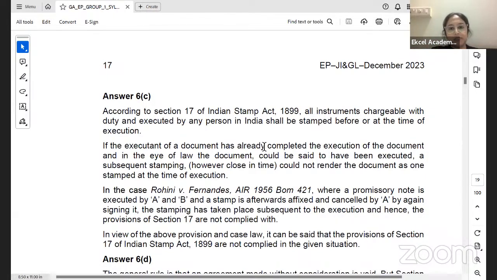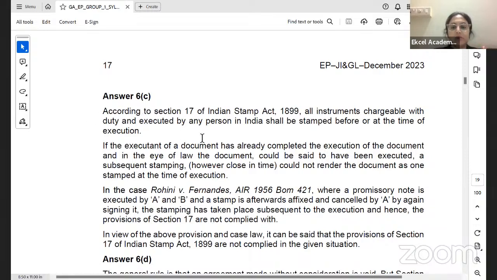See, the first thing you have to understand is, when it comes to the Stamp Act, you have to stamp either before or at the time of execution. After execution, even if you cancel, sign, whatever you do afterwards, it is as good as not complying with the provisions of the Stamp Act. So in this question, these two people have entered into a promissory note and executed it, but after execution, they have affixed the stamp, cancelled it, and again signed. Is it valid? Is it in compliance with the Stamp Act? The answer is no.